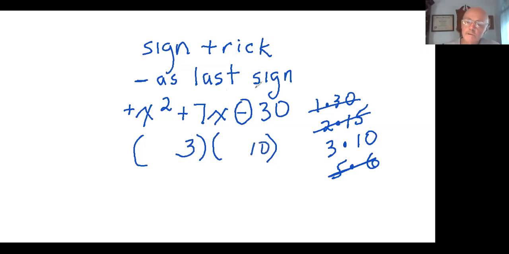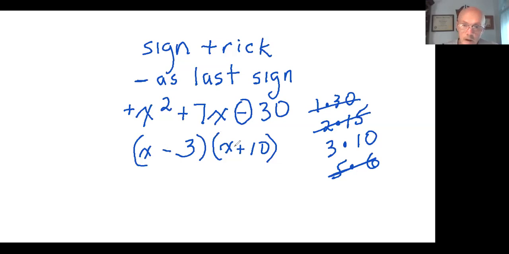All right, so one more time. Minus at the end, negative at the end. I've got to have two different signs. I've got to have a plus times a minus or a minus times a plus. Let me put the x's in here. And the sign in the middle, that sign goes with the bigger number. So 10 is the bigger number, bigger than 3. So the other one just automatically gets the minus.